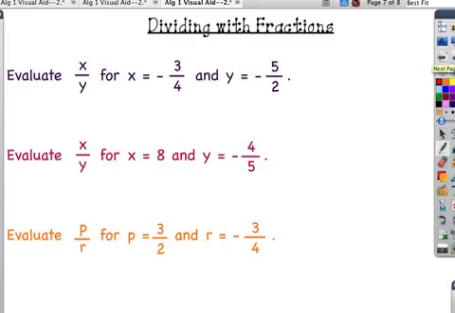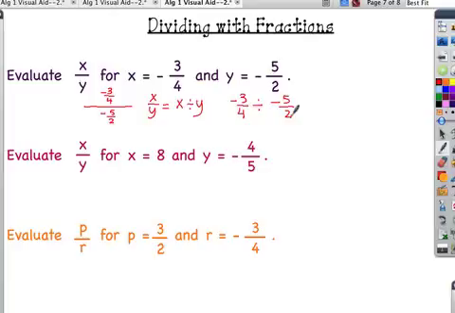Now dividing with fractions is slightly scary looking, but we've been doing this now for a couple of years. If I evaluate x divided by y, and both x and y are fractions, rather than writing it as x, negative 3/4, over y, which is negative 5/2, which gives me this funky fraction within a fraction, I could write it horizontally, because x over y is the same thing as x divided by y. So I can write negative 3/4 divided by negative 5/2.